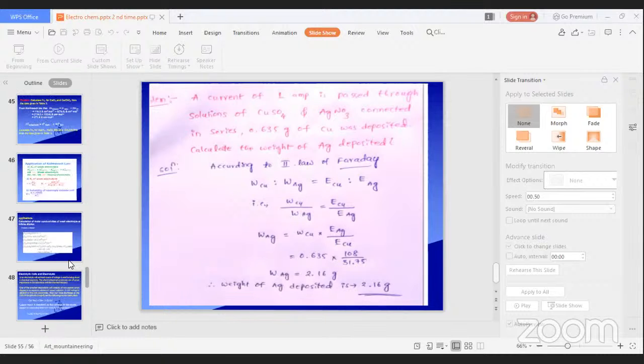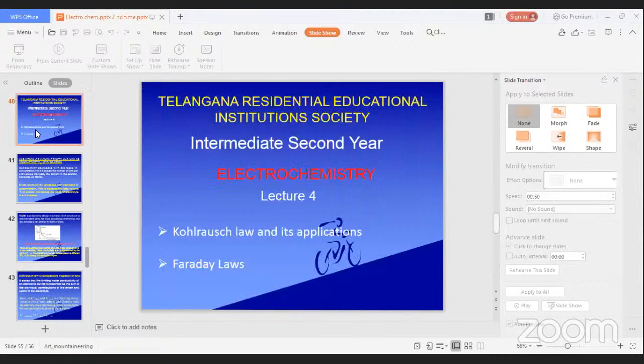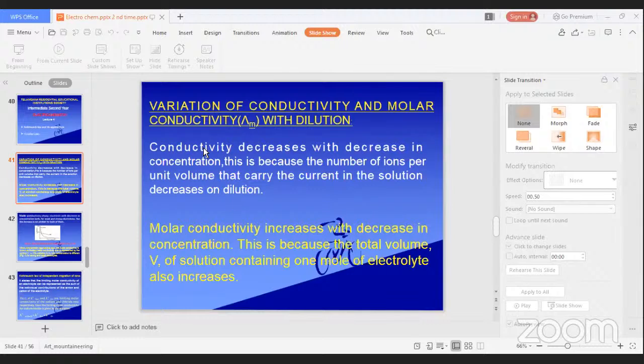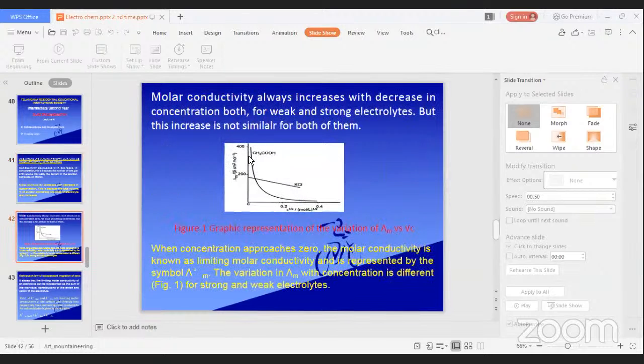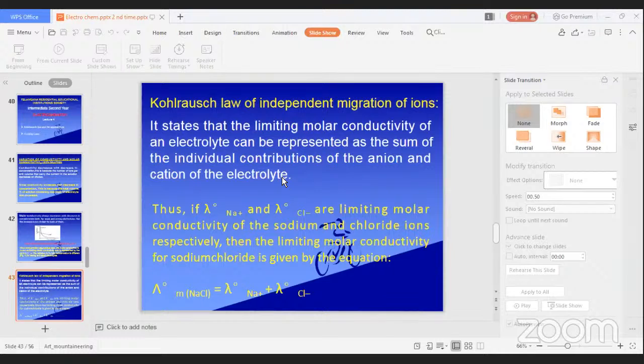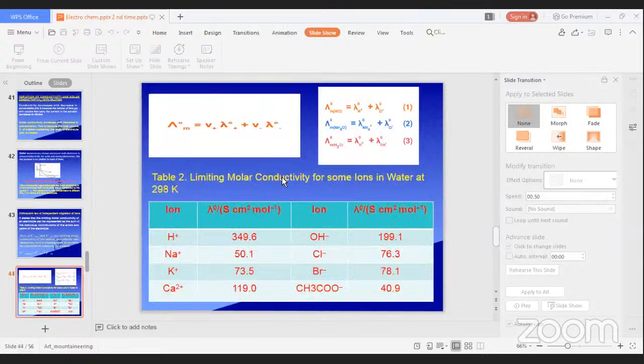So in today's class, please see once again what we have discussed. We have discussed Kohlrausch's law and its application, and Faraday's law. So this is Kohlrausch's law. What changes will happen? With dilution, conductivity and molar conductivity change. With this we cannot calculate the limiting molar conductivity of the weak electrolytes. That's why Kohlrausch's law was invented. This is Kohlrausch's law, the independent migration of the ions.